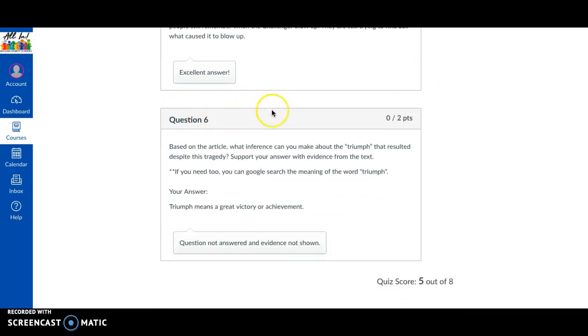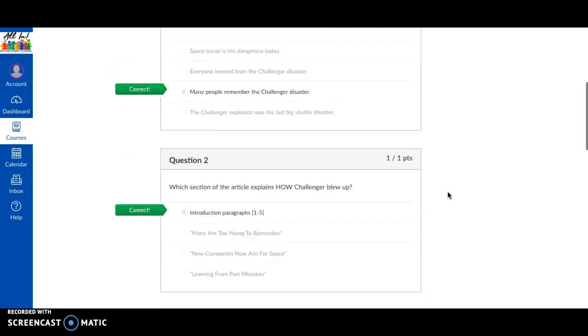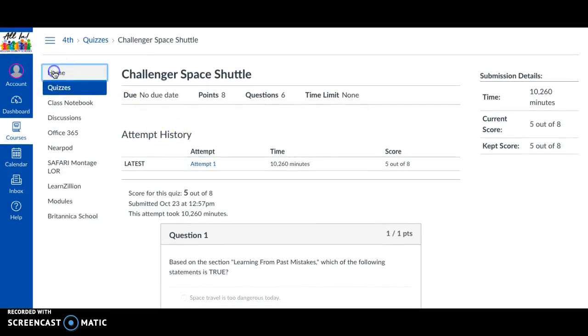Question number 6, this one was 2 points, and they got a 0. It says question not answered and evidence not shown. So that's how you do it.